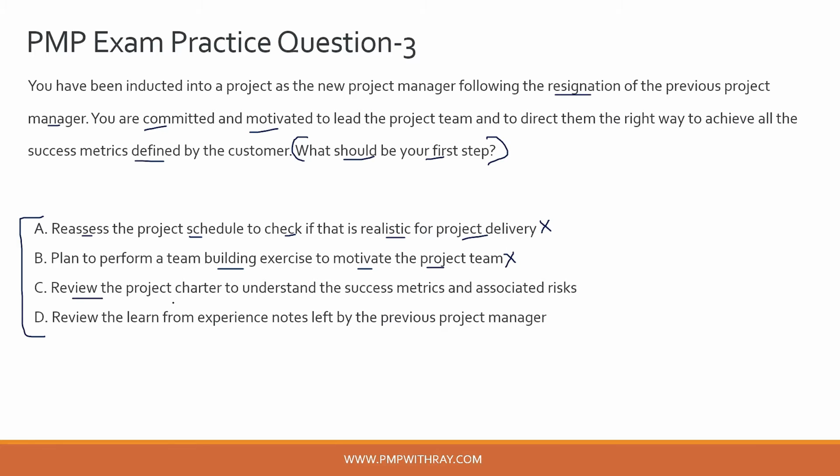Option C, review the project charter to understand the success metrics and associated risk. Now we are talking, right? Reviewing the project charter. What does a project charter do? It talks about the scope of the project. It talks about the risks of the project. It talks about the funding allocations of the project. So it is essentially a birth certificate of a project, and it captures all the summary details which a new project manager needs to know when he or she is inducted in a team as a project manager. But still we'll not mark option C and move on. We will still hold option C and evaluate to see if option D is more correct or incorrect.